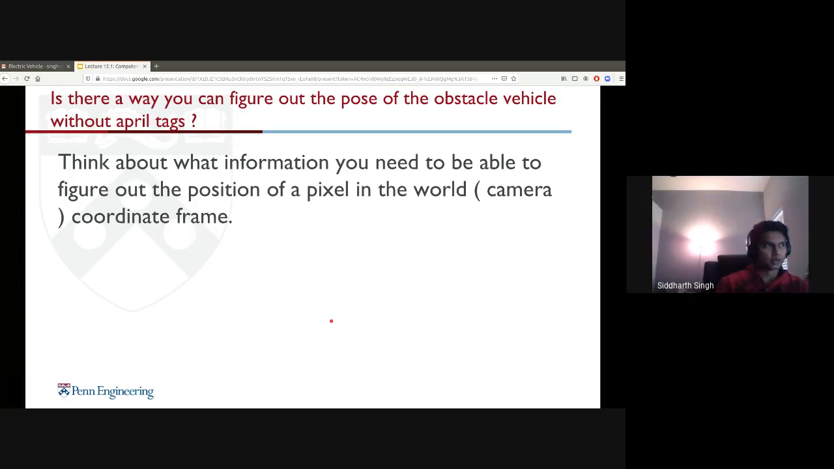So think about what information we need to find out the position of a pixel in the world or the camera coordinate frame. What is the information that you will require, if you're given a pixel and you are told that this is a stereo camera, so you know E and T, what information do you need to find the position of a pixel in the world? Any takers? It's a very fundamental question, applies not just to stereo cameras, just anywhere. Just information based. What do you need?